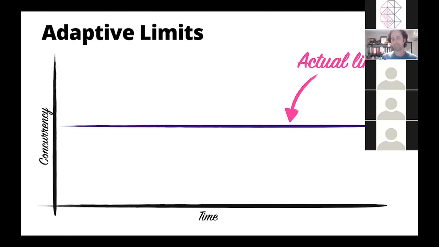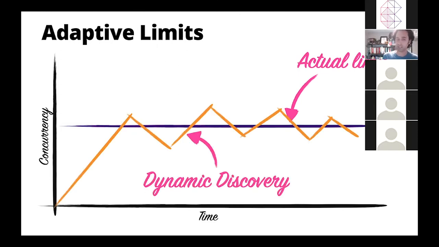And what these algorithms do is they dynamically discover what that limit is. And they do that by probing around the system by allowing more requests to go through or fewer, and using signals coming back from those requests to determine if it can allow more or less, if it needs to back off. It will essentially probe into the system and figure out how everything is functioning, how the system is working, do we need to back off or not.